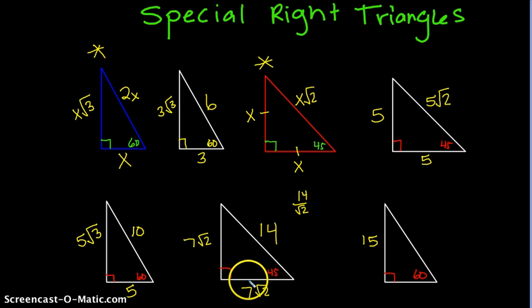Along those same lines, given a 30-60-90 triangle with a long leg of 15, to work backwards to find the short leg, I have to divide by the square root of 3. When this simplifies, I'm left with 5 root 3. To find the hypotenuse, I will double the short leg, which is 10 root 3.